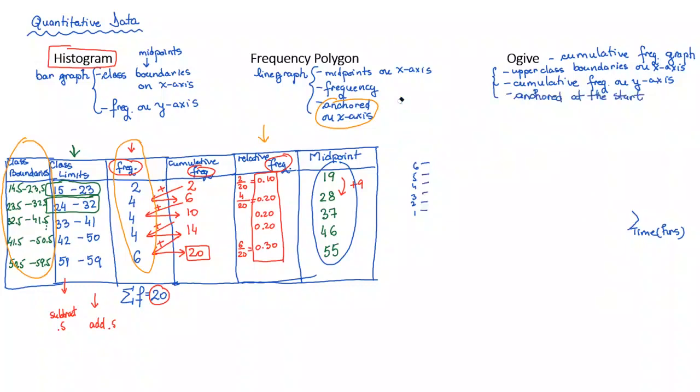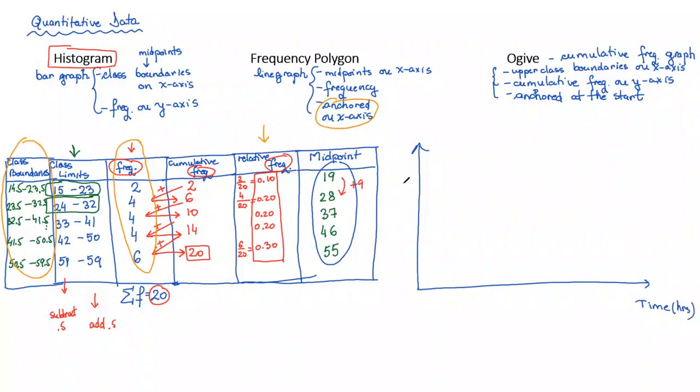So here we go. We will follow the instructions and construct an ogive. So data right here is time in hours. And on this axis, I should put the upper class boundaries. Let's look for the upper class boundaries. These are the upper class boundaries. And then this is the cumulative frequency. This is all we need from this table. So here we go. Upper class boundary starts with 23.5, and then 32.5, 41.5, 50.5, and 59.5.